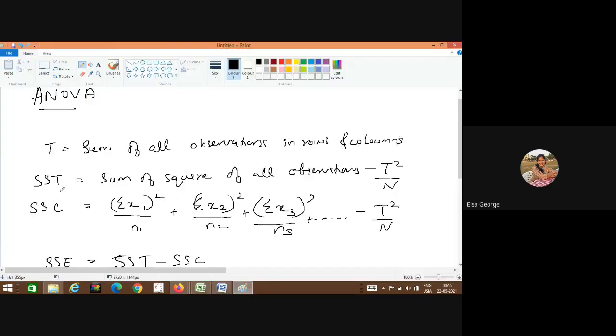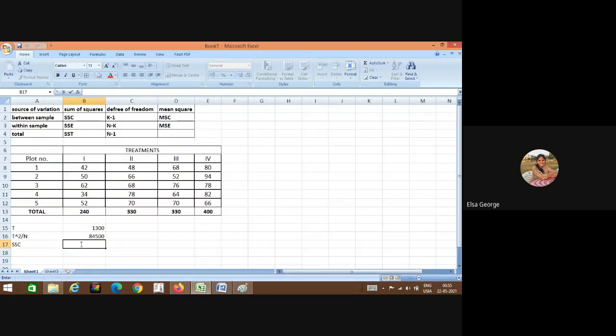I'll show you the formula once again. SSC is equal to sigma x1 square by n1 plus and so on. This is our formula, so let us substitute the values again. For x1 square, I'll calculate the square values over here. This is equal to this.